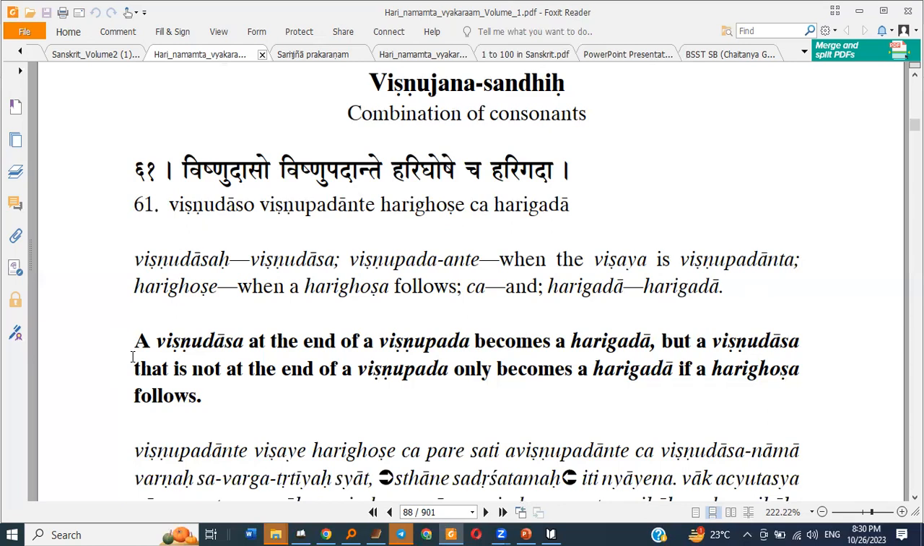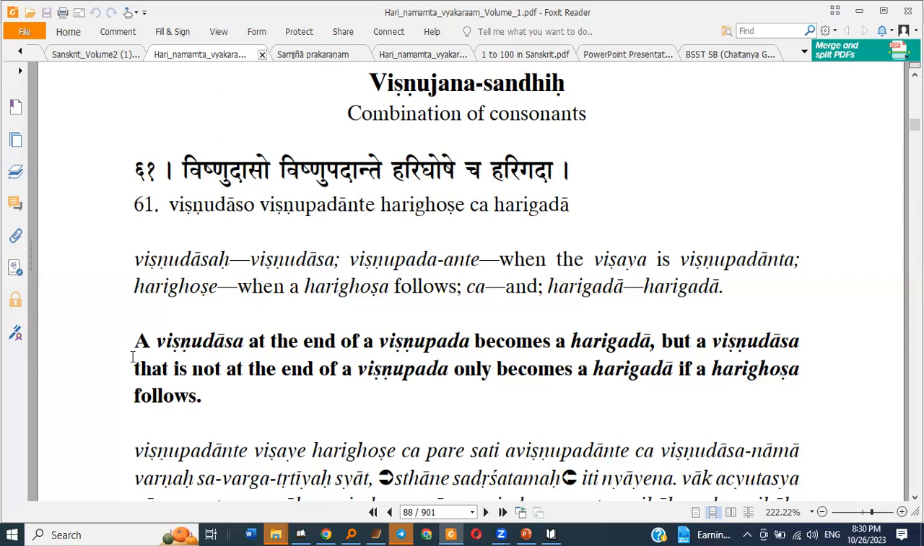So a Vishnu Dasa at the end of a Vishnu Pada. This we described yesterday. What is a Vishnu Pada? A Vishnu Pada is a final declined word, a finally formed word, when we add a suffix to the root word, the stem word, and we get a final word. So if we have a letter which is a Vishnu Dasa, situated at the end of a word, then it becomes a Hari Gada.